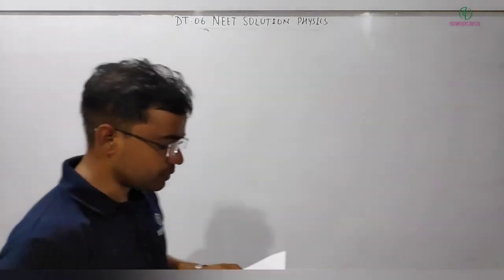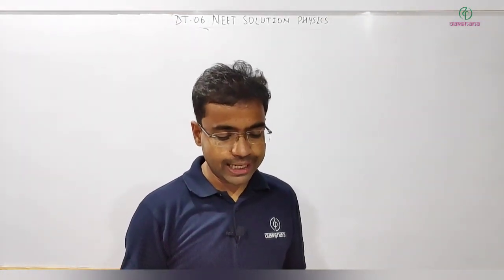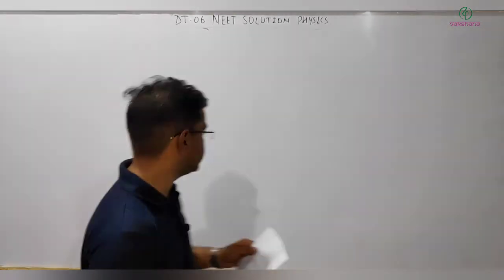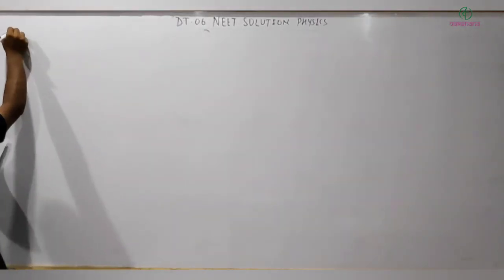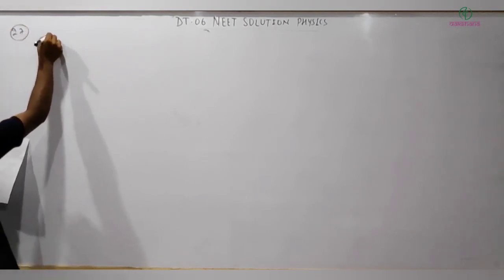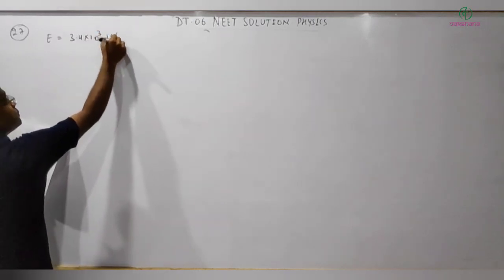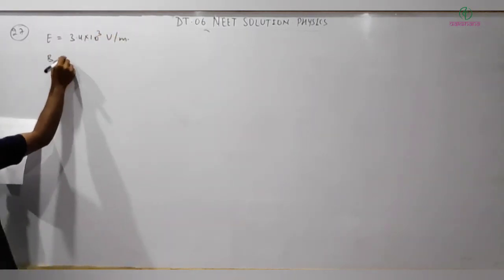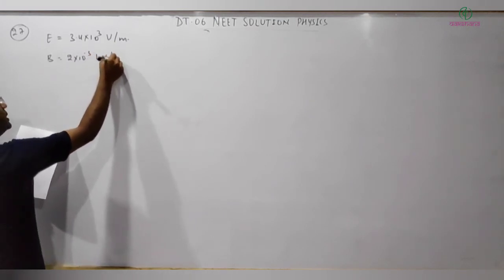Okay, next question number 27. An electron passes undeflected through perpendicular electric and magnetic field of intensity. Electric field of intensity E is 3.4 into 10 to the power 3 volt per meter, and magnetic field is 2 into 10 to the power minus 3 Weber per meter square.